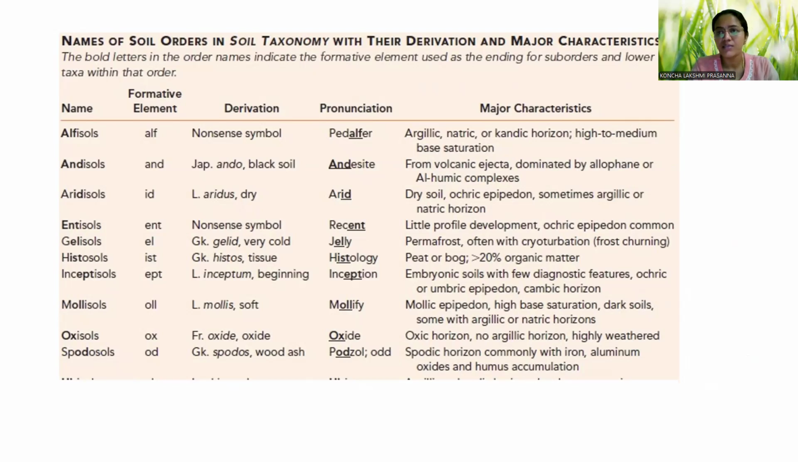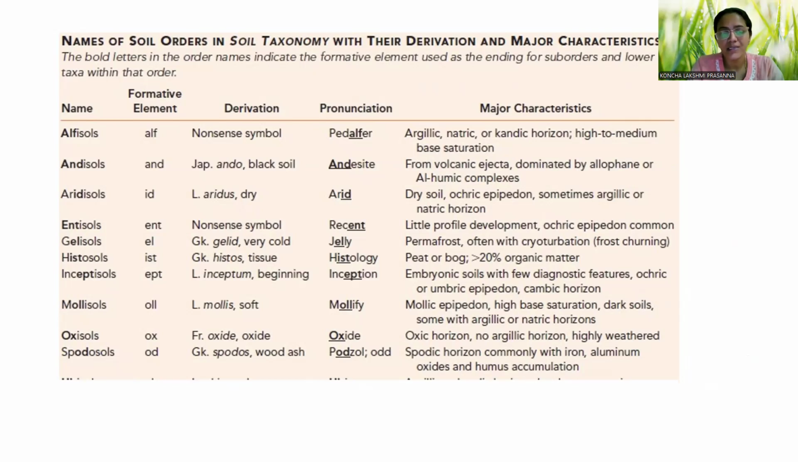The major characteristic of this soil order is that it is derived from volcanic ejecta, and allophane is the dominant mineral present in Andisols. Next are the Aridisols. The formative element is id. The major characteristics are the ochric epipedon and also the natric horizon, and it consists of dry soil.